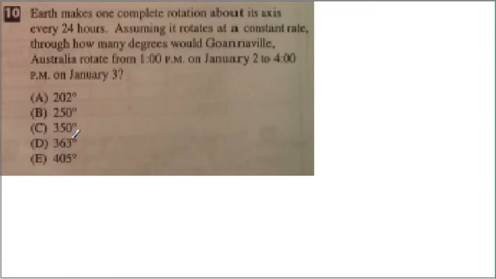Earth makes one complete rotation about its axis every 24 hours. Assuming that the rotation is at a constant rate, through how many degrees will the Earth rotate from 1 p.m. on January 2nd to 4 p.m. on January 3rd? Now, 1 p.m. to 4 p.m., obviously, is 3 hours.